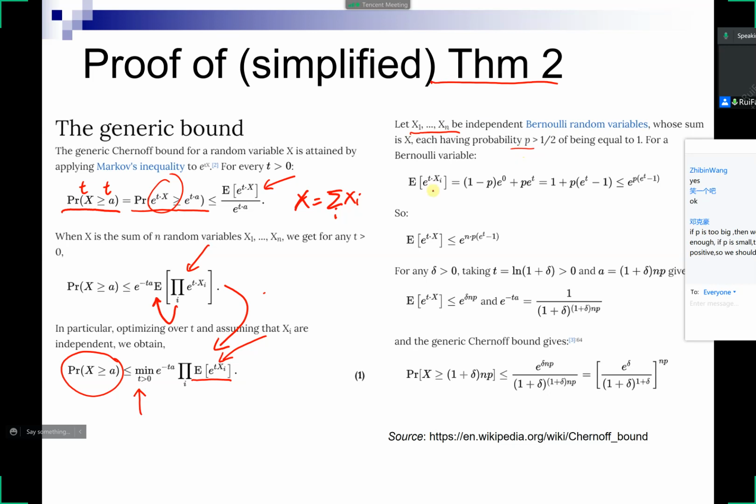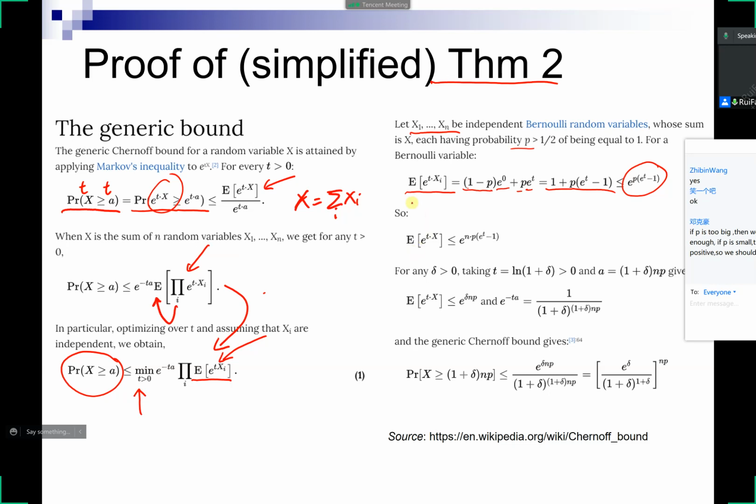And so in that case, if you look at each individual xi, this expectation is just, well, you have a 1 minus p probability of being 0, times e to the t times 0, plus you have a p probability of being 1, in which case you get e to the t. So this is the expectation, and you can simplify to this. Then you can also do some calculations and simplify things to this form, based on the power series for exponentials.